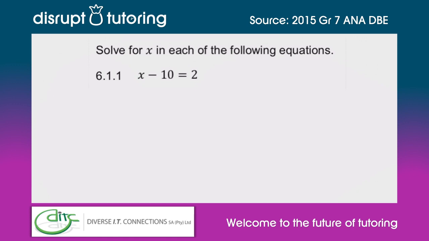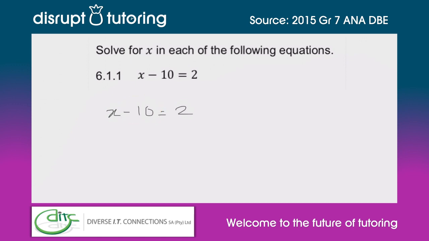So what I'm going to do first is write out the question. I like doing that because it gets me into the flow of answering the question. Right, so what do we notice? We notice that we've got an x minus 10 on the one side, and we've got a 2 on the other side. And what we want to do is get this x by itself. So how would we do that? We would need to get rid of this minus 10.